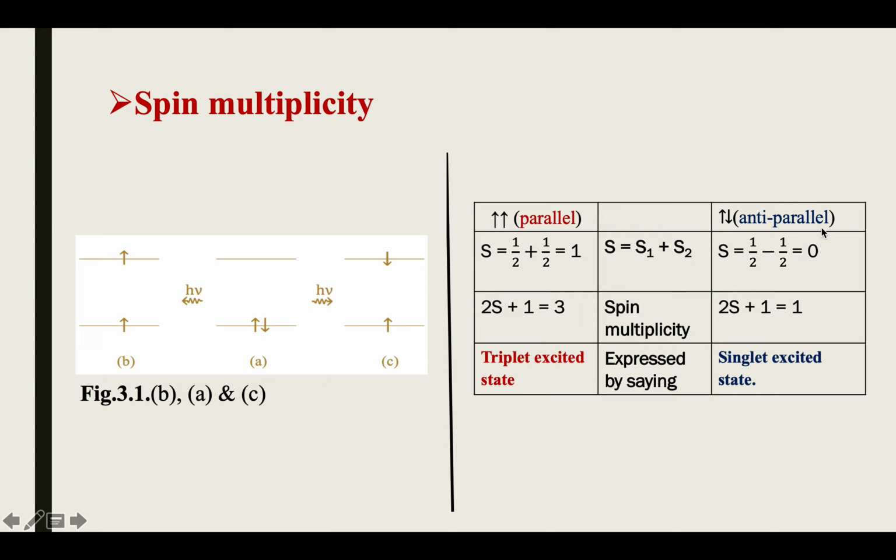For the anti-parallel spin state, the spin S equals plus half and minus half, it becomes 0. So 2S plus 1 becomes 1. So our spin multiplicity is 1 over here. So we express it by saying the singlet excited state. So your figure C represents the singlet excited state of the molecule.